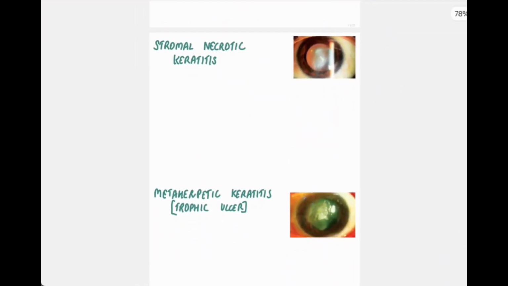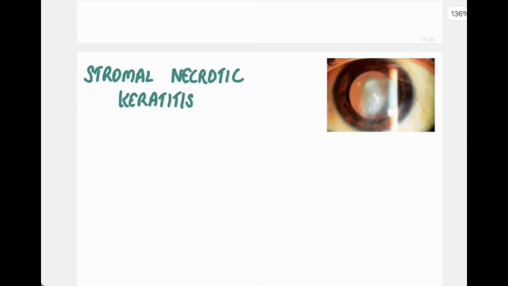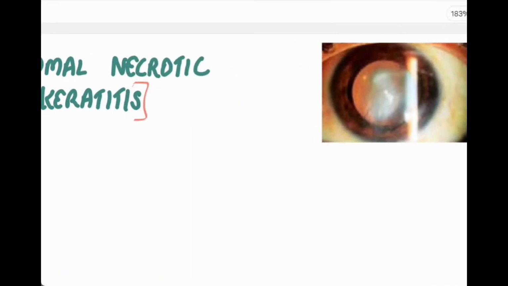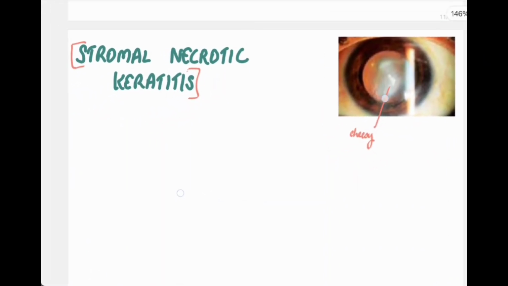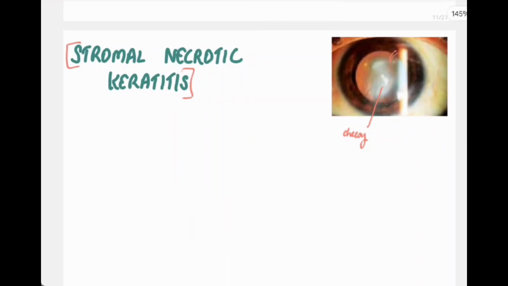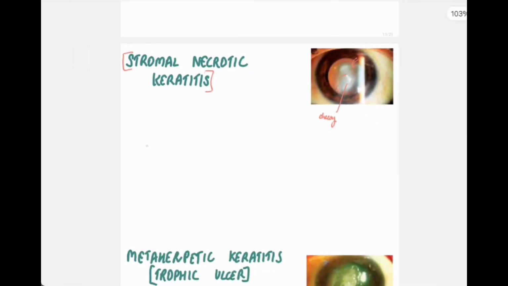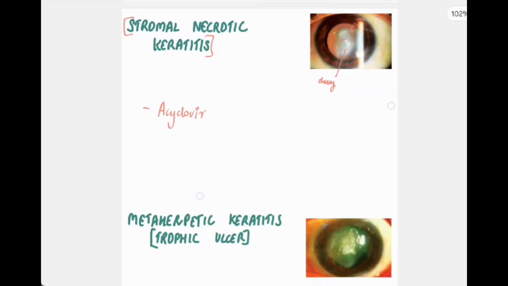In stromal necrotic keratitis there is cheesy and necrotic appearance of the stroma. May be associated with epithelial breakdown and anterior uveitis. Vascularization, scarring and even perforation may occur. Treated using oral acyclovir, topical antiviral, cycloplegic and judicious use of topical steroids.